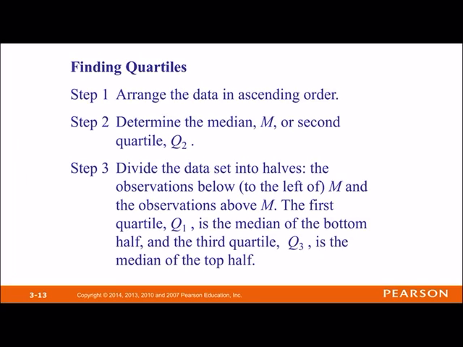The first quartile, Q1, is going to be the median of the bottom half of the data. So we're just going to ignore the top half of the data, look at the bottom half of the data, and take the median of that data. Then we're going to do the same thing for Q3. We're going to ignore the bottom half of the data, only look at the top half of the data, and then take the median of that.